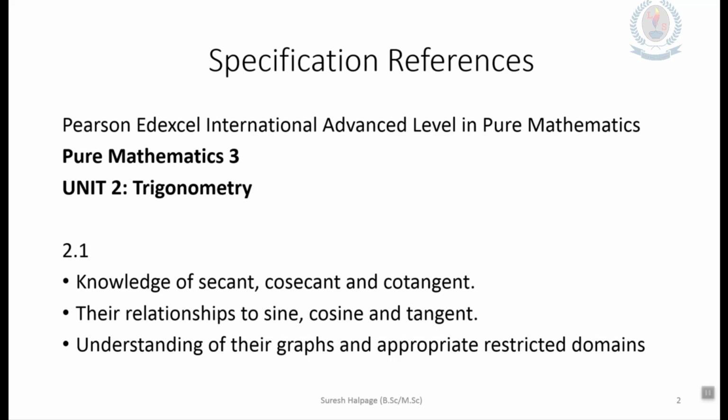2.1 Knowledge of secant, cosecant and cotangent, their relationships to sine, cosine and tangent, understanding their graphs and appropriate restricted domains.